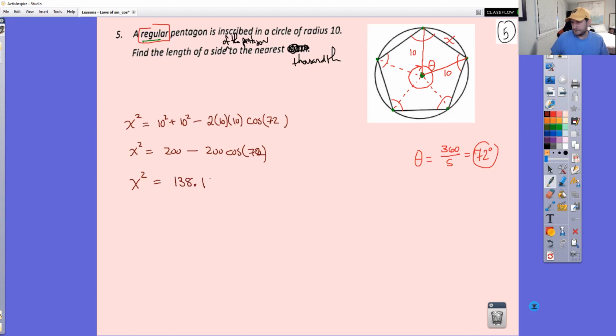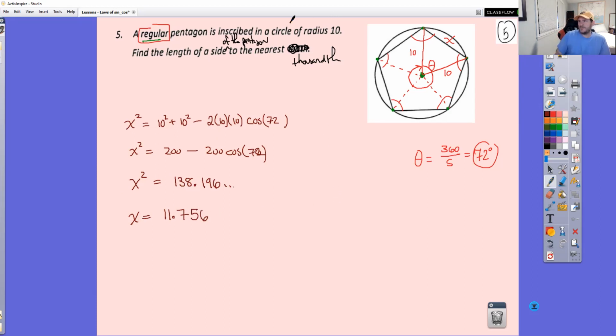0.196. Technically, it's 1966011, so dot, dot, dot. Take the square root. You get your answer. So I'm going to raise to the power of 0.5. I get 11.7557, so 5.6 as we get to the final answer.